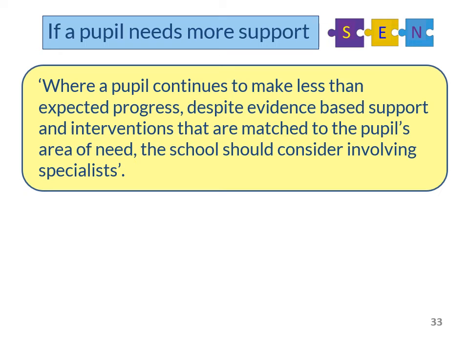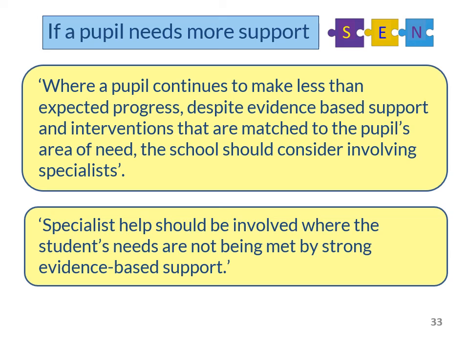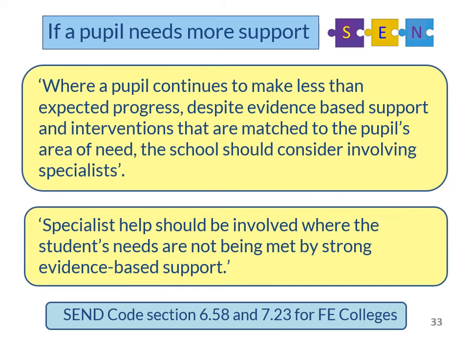The SEN code says that where a pupil in school continues to make less than expected progress, despite evidence-based support and interventions matched to the pupil's area of need, the school should consider involving specialists. And in further education settings, the SEN code still expects specialist help to be involved where the student's needs are not being met by strong evidence-based support. So who might these specialist and outside agencies be?